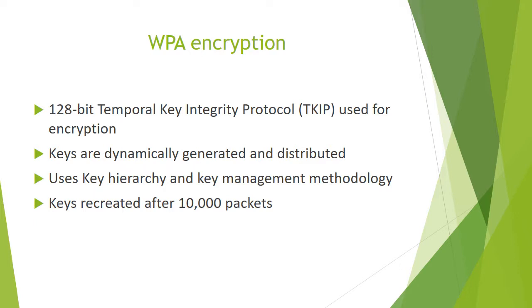WPA encryption used a 120-bit temporal key integrity protocol, or TKIP, used for encryption. Keys are dynamically generated and distributed among clients. Key hierarchy and key management methodology were used to make sure keys were not easily guessed. Keys were recreated after 10,000 packets and resent to reduce the amount of time hackers had to break into a network before a key was changed.